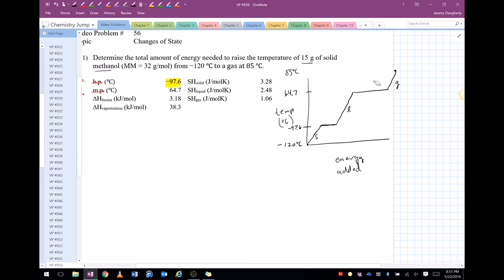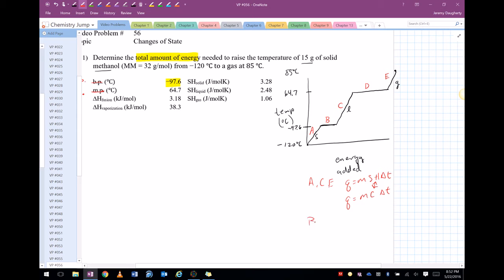All right, let me label these. We're going to call this line A, line B, line C, line D, and line E. Now for lines A, C, and E, the temperature is changing. So for lines A, C, and E, we can use Q equals m SH delta T, because what we're looking for is the total amount of energy. Whenever the temperature is changing, we can use Q equals m SH delta T, or Q equals m c delta T is what you'll see in AP, but SH and c are the same, interchangeable.